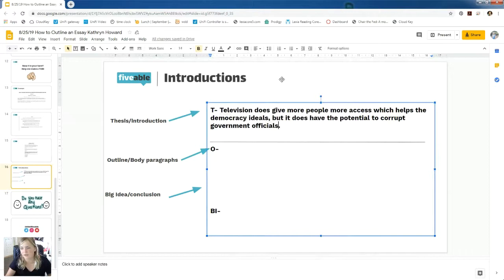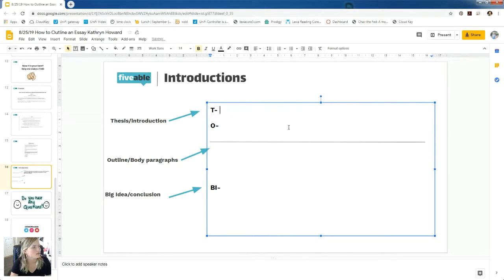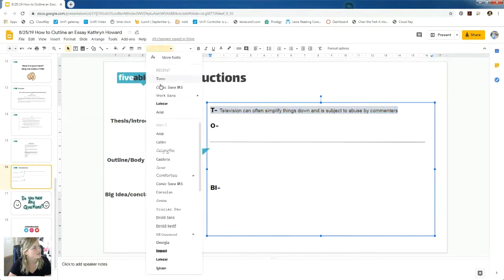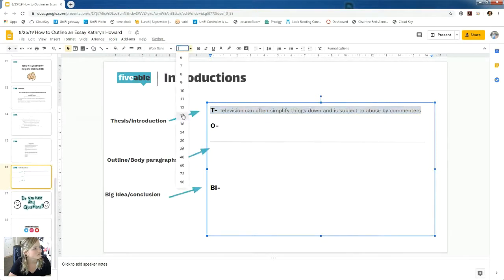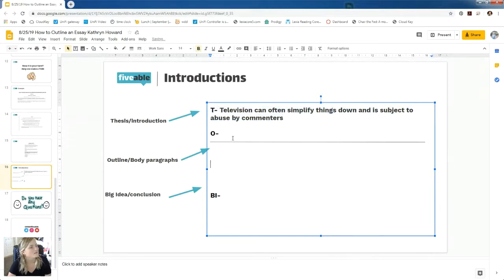Yes, that's a good one. Television can often simplify things down and it's subject to abuse. Like, yeah, that's a good one. Actually, I'm just going to copy and paste that if you don't mind. Well, that bugs me that it's different, I gotta change that. Okay, outline. So what are some evidence of this? So let's see. Can often simplify things down and is subject to abuse by commenters.